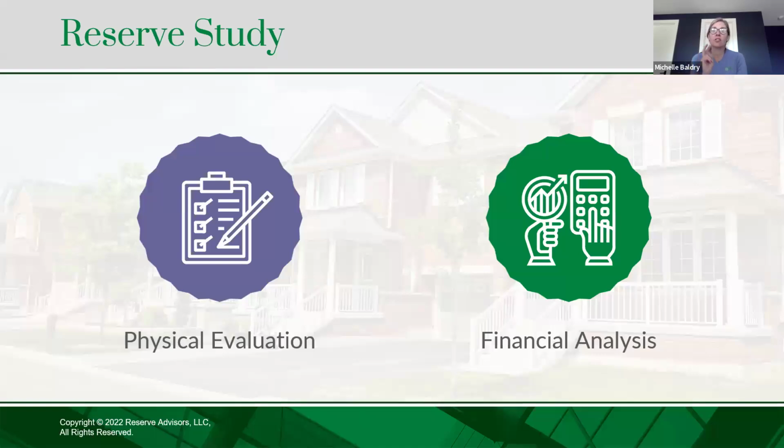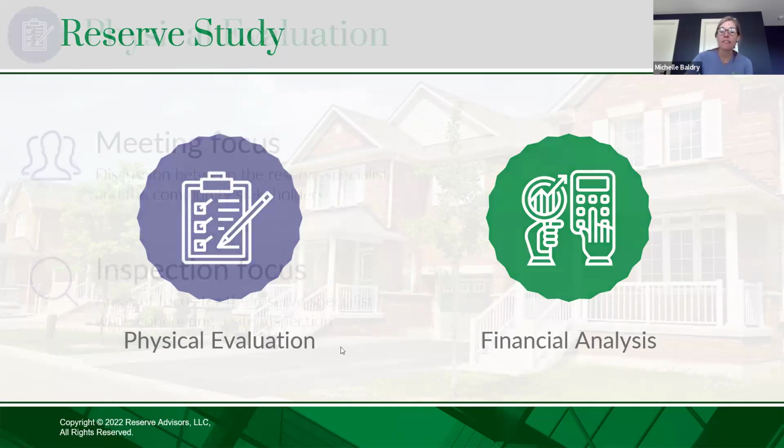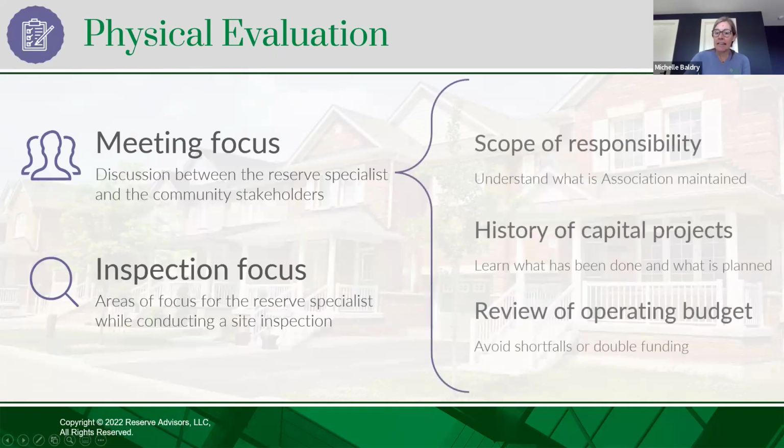So a reserve study has two main portions. There's both the physical evaluation and the financial analysis. Again, this is pulled right from CAI's reserve study standards. When we say physical evaluation, that's essentially the site visit where we're coming to the property and evaluating the community. This essentially is determining the association's needs, or that 30-year expenditure plan or roadmap of the community.